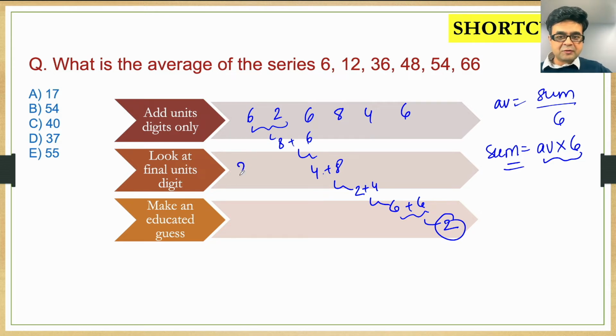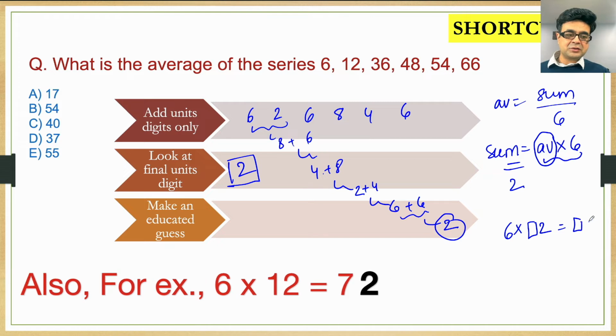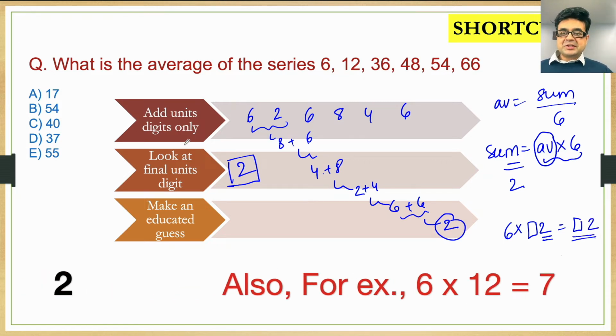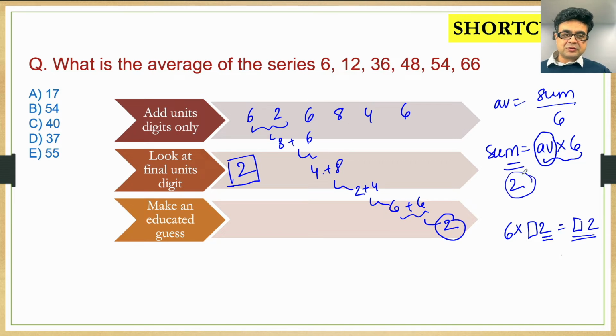So when I look at my final units digit, it is 2. So if my sum has a units digit of 2, what can be the units digit of the average? 6 multiplied by anything with a units digit of 2 gives me a units digit of 2, right? 6 2s are 12 and so on. However, as you can see, the sum has the units digit of 2, but none of the answer choices have a units digit of 2. So this is completely out.